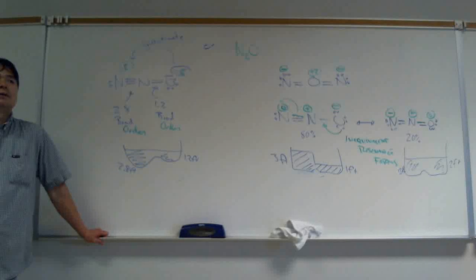Then we use a little bit of experimental data. We know how long a double bond is. We know how long a triple bond is. And so we can come up with some kind of estimate of how long a 2.8 bond is going to be.